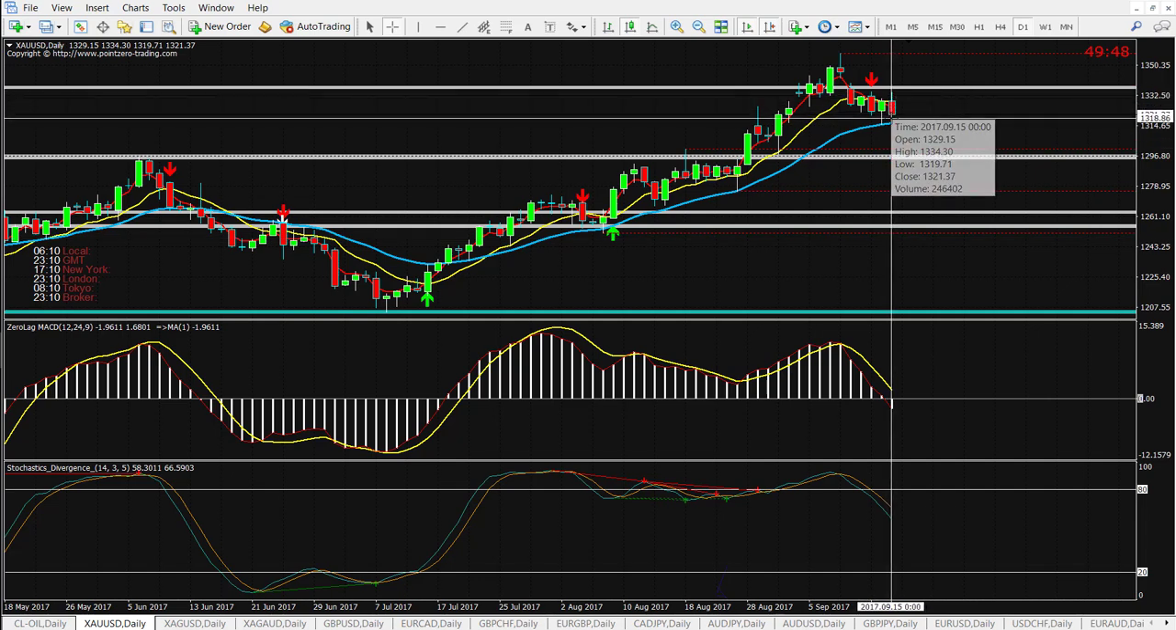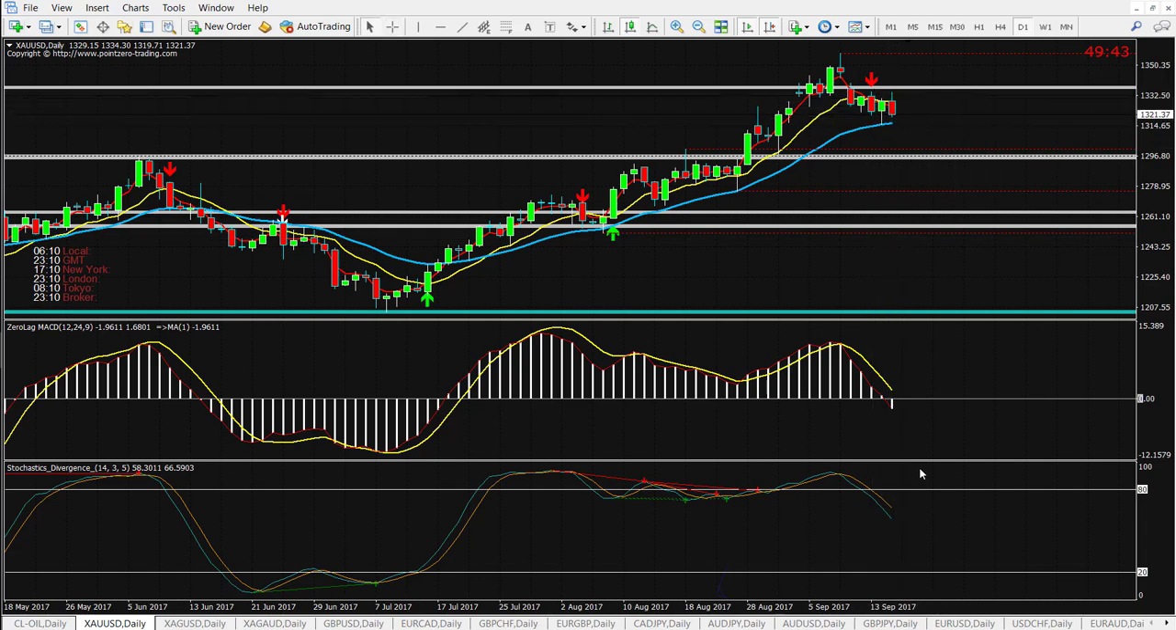Even if you get a signal around this area, even if the stochastic moves up and it starts an uptrend, this one is down. As you can see, the general trend, the big trend is down, so wait until you get a very clear signal for the sell position.